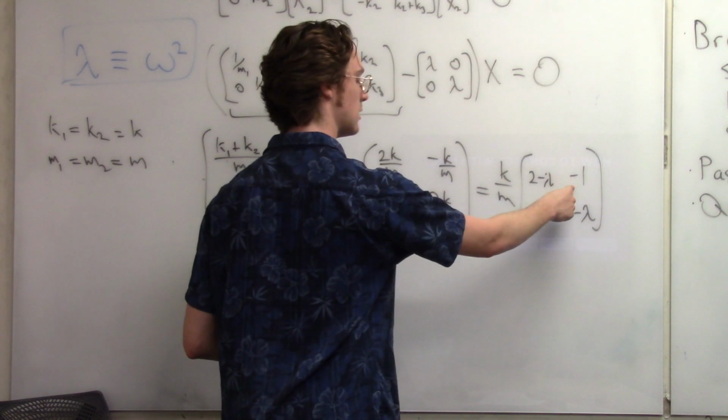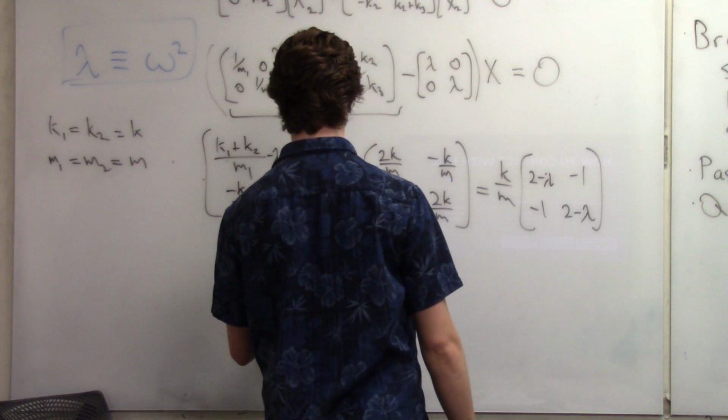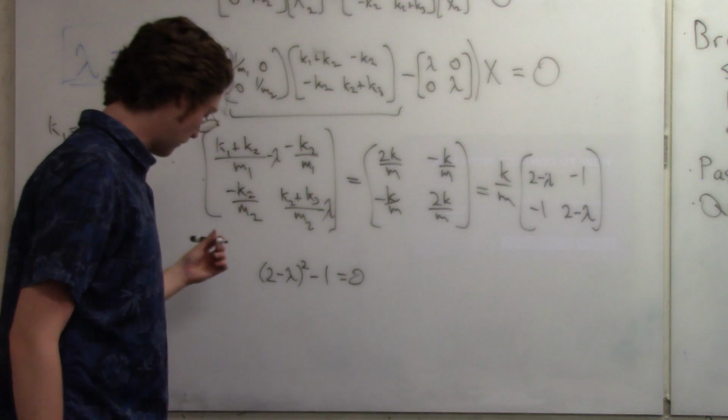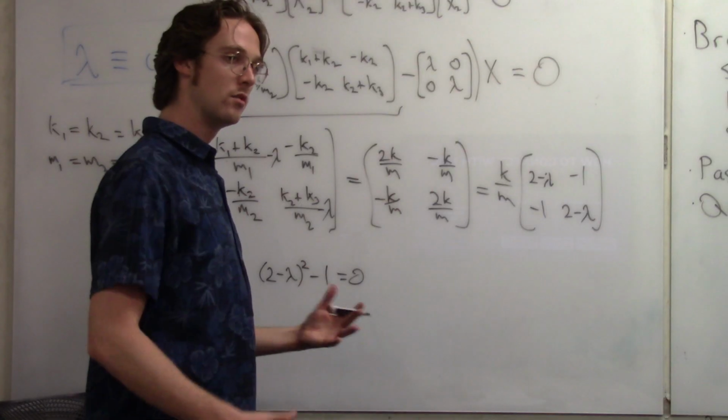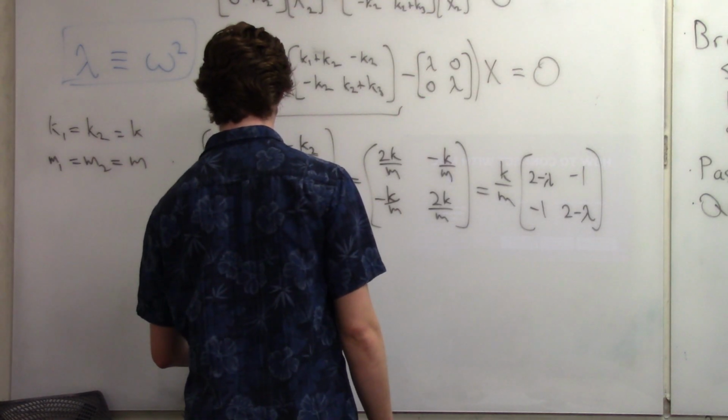So -1 times -1 is 1. But we're going to subtract it, so it's going to be another -1 equals 0. Now we're going to FOIL this out to where we get a polynomial. So we're going to have 4.